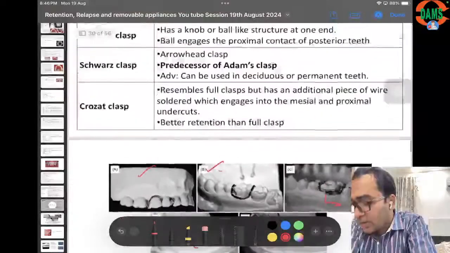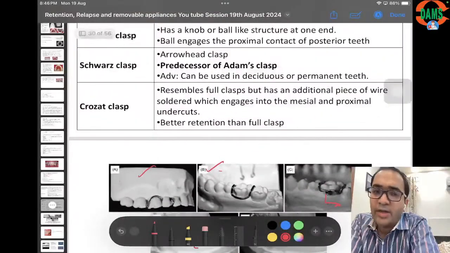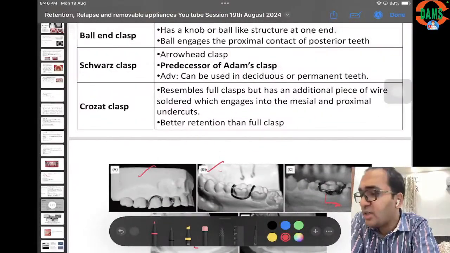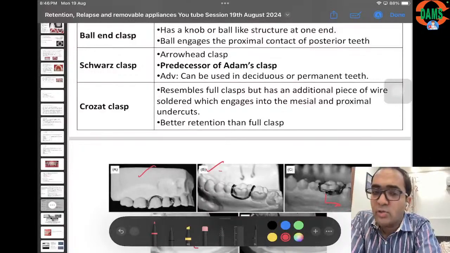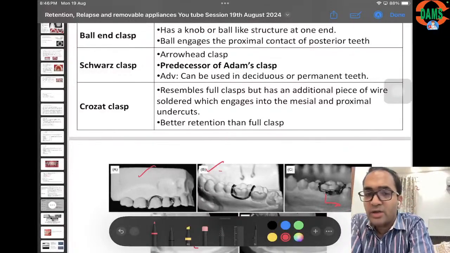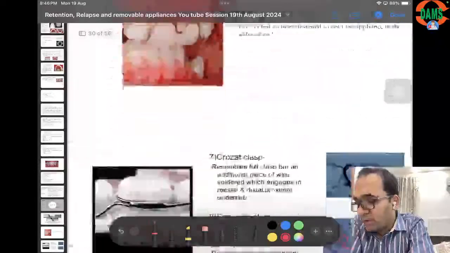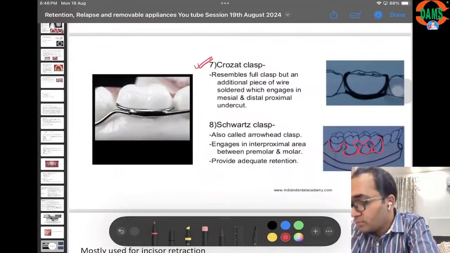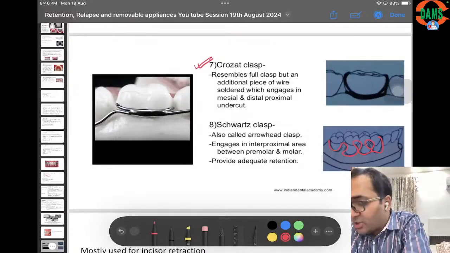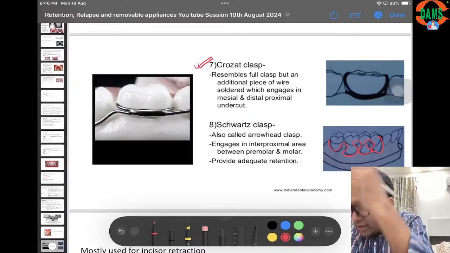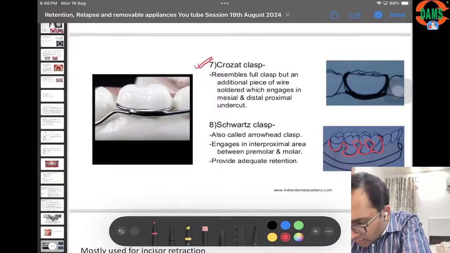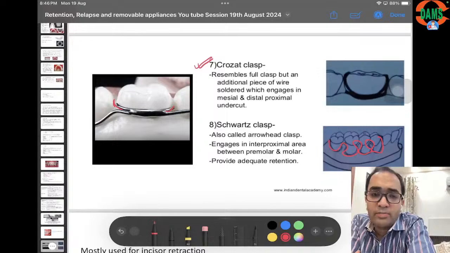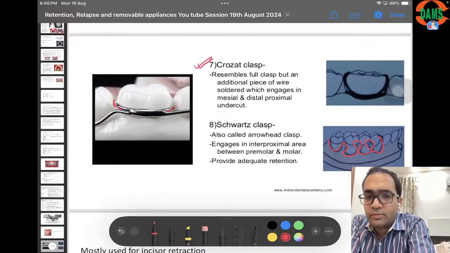And lastly, the Crozat clasp. It resembles a full clasp but has an additional piece of wire which engages into the mesial and proximal undercuts. It provides better retention than full clasp. So this is the Crozat clasp. It has additional pieces of wire. So this is the additional wire which is engaging the mesial and distal undercuts.